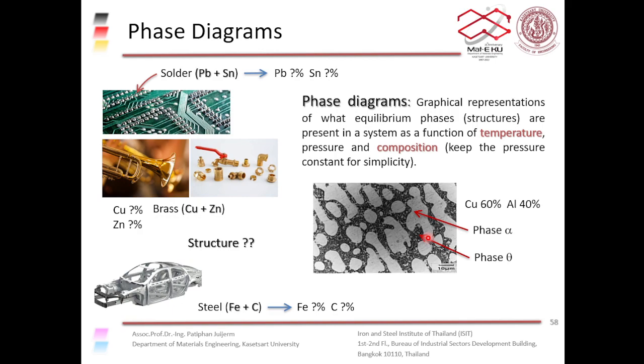So the two phases have different properties, and one of those properties might be the reactivity to the etchants, right? The acid that you use to etch the surface. So you can see that the theta phase might react more with the etchants, so it gets darker, and the alpha phase might not react so much with the etchants, so it stays quite light. So you can see the difference in the phases when you etch the specimen, right?